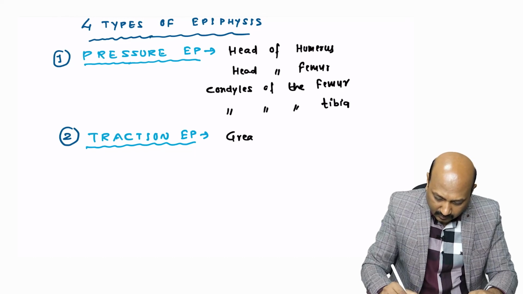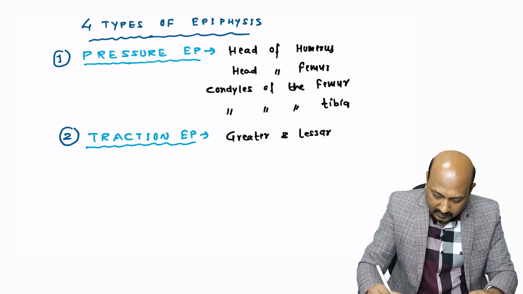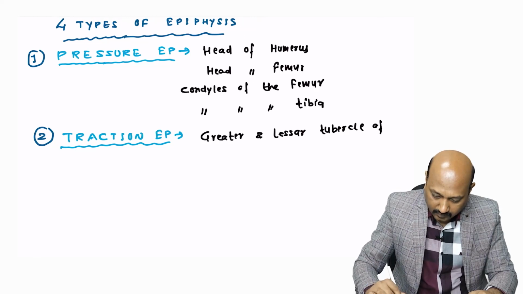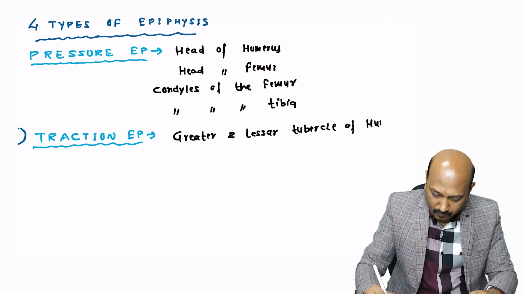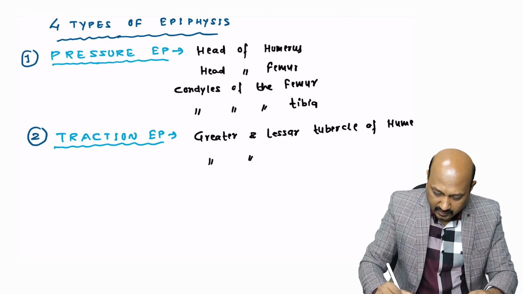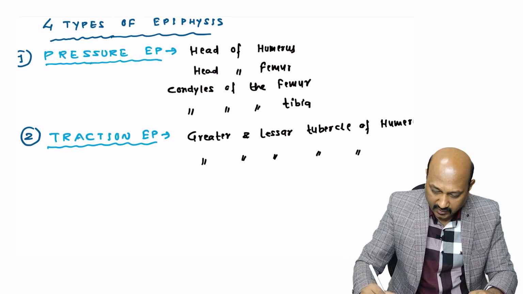Greater and lesser tubercle of humerus, greater and lesser trochanter of femur.